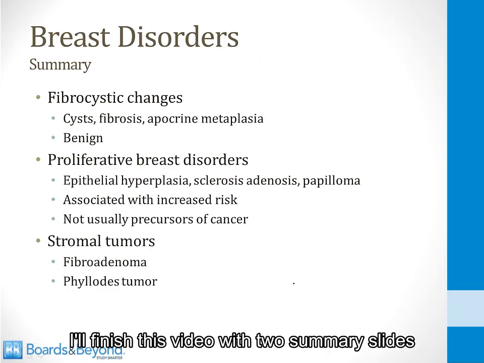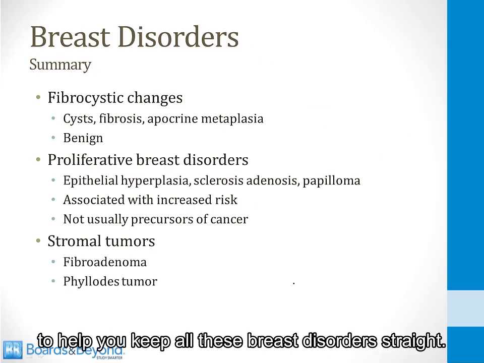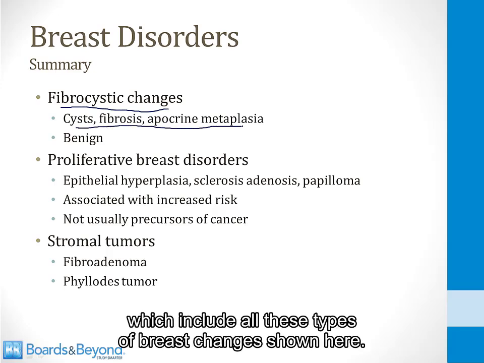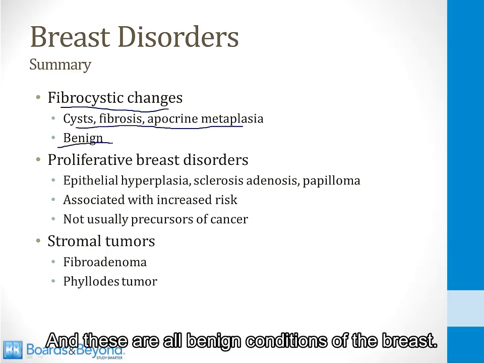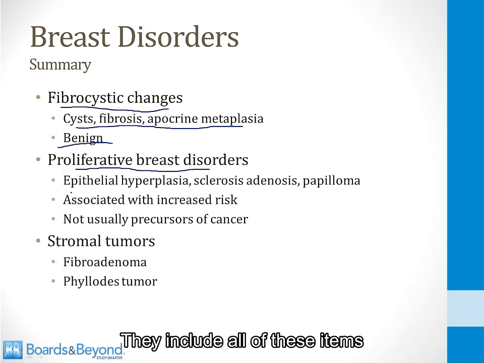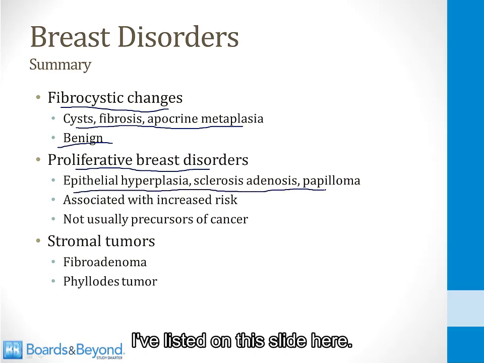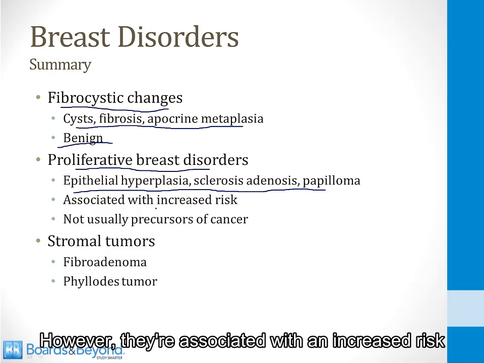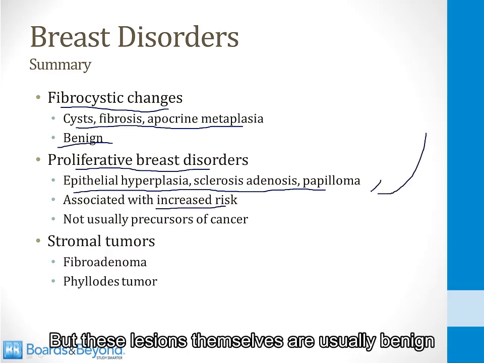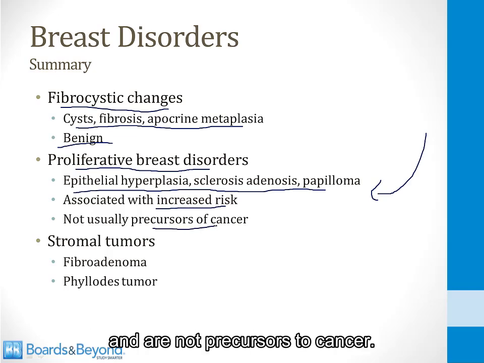I'll finish this video with two summary slides to help you keep all these breast disorders straight. So remember that we talked about fibrocystic changes, which include all these types of breast changes shown here, and these are all benign conditions of the breast. We then talked about proliferative breast disorders. They include all of these items I've listed on the slide here. These are also benign conditions, meaning they do not metastasize. However, they are associated with an increased risk of developing breast carcinoma, but these lesions themselves are usually benign and are not precursors to cancer.